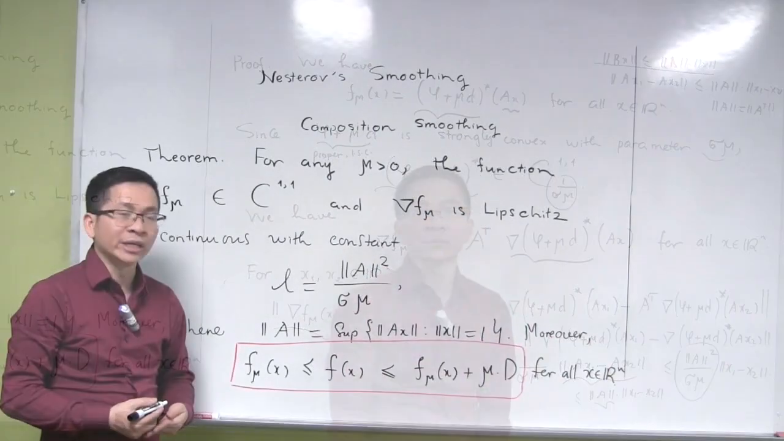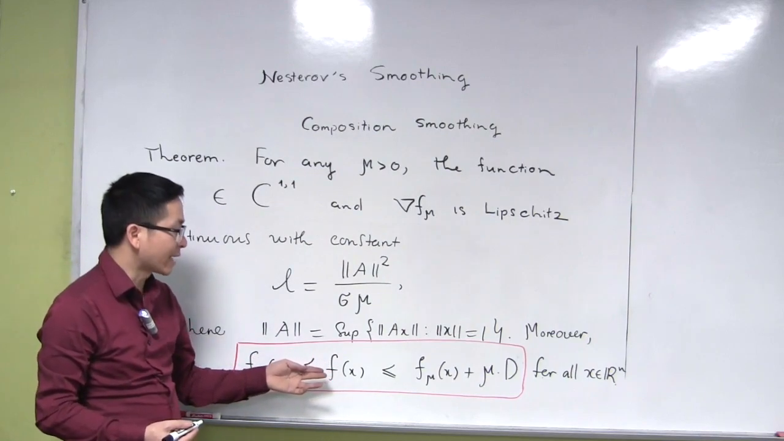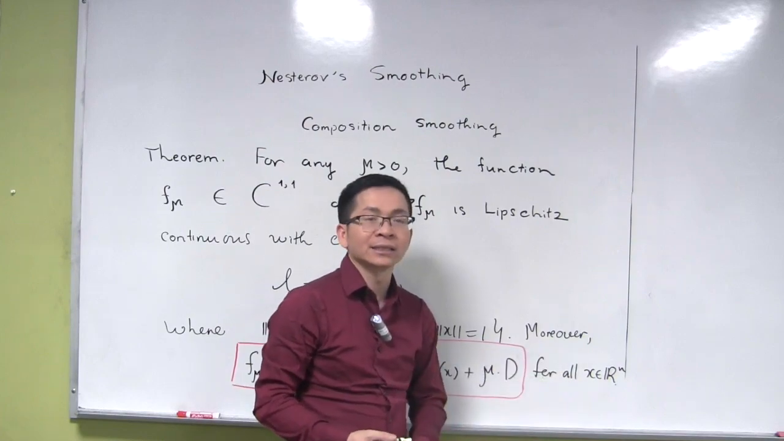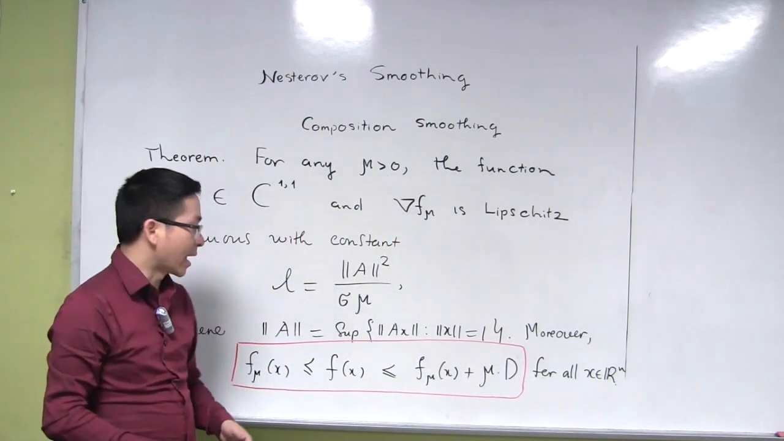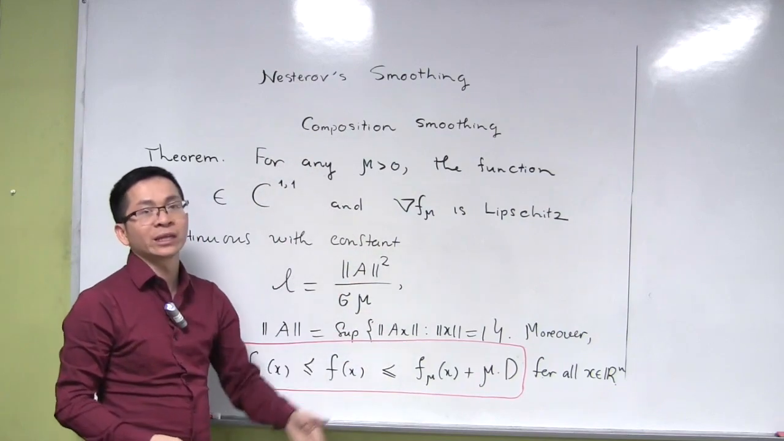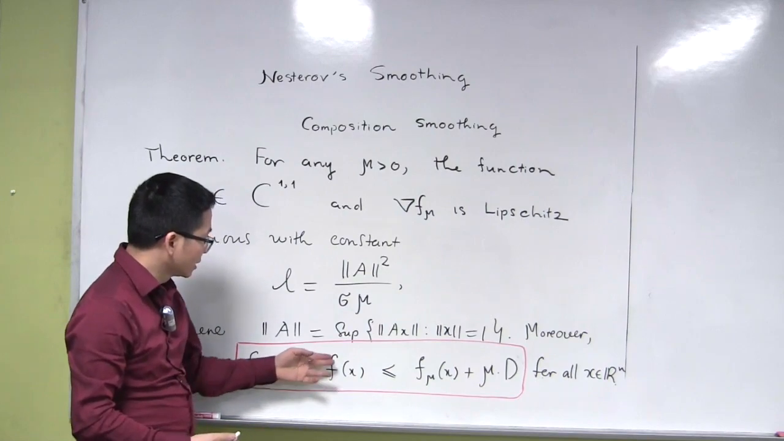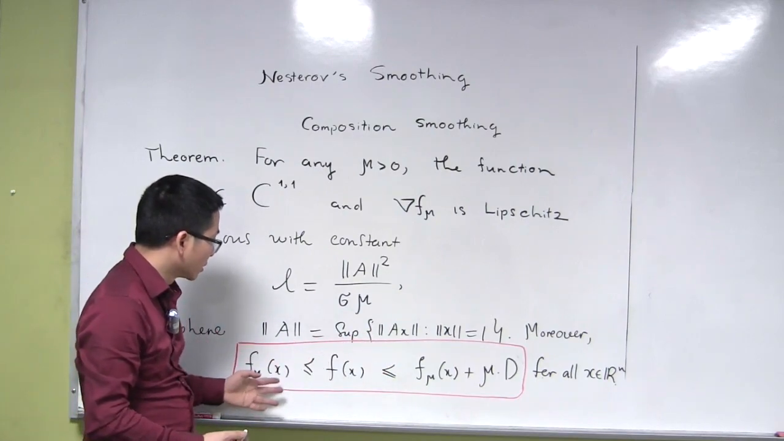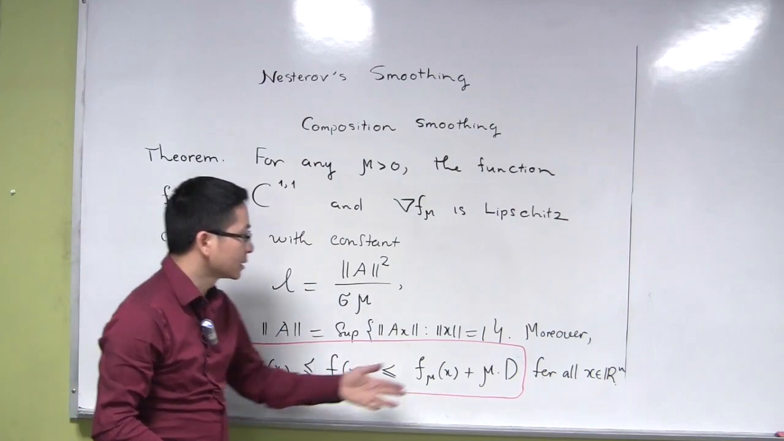Now it remains to prove that f mu of x is always less than or equal to f of x, which is less than or equal to f mu of x plus mu d for all x in R^n. The proof goes exactly the same as the proof for the simple smoothing considered in the previous lecture. So please look at my proof in the previous lecture for the way to show that this estimate holds for all x in R^n.